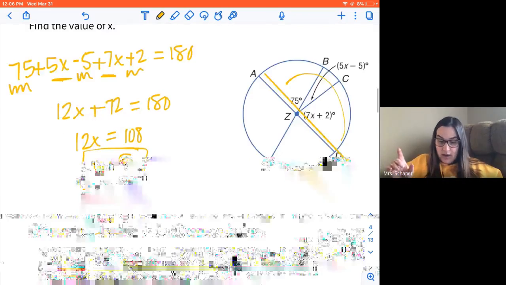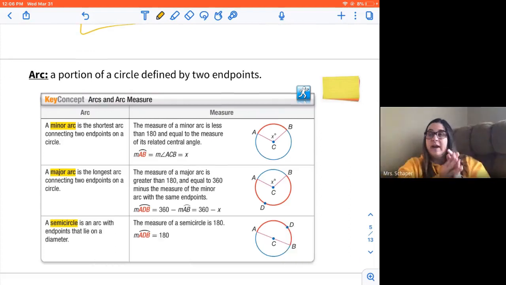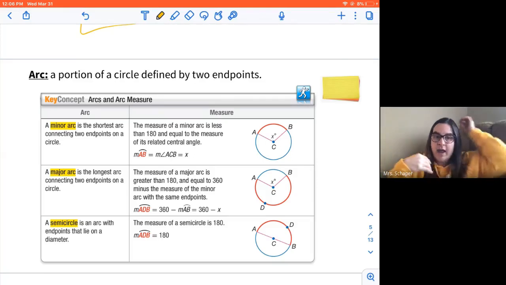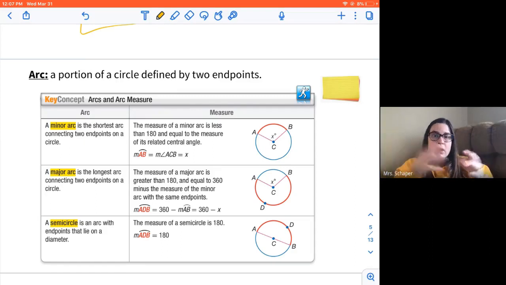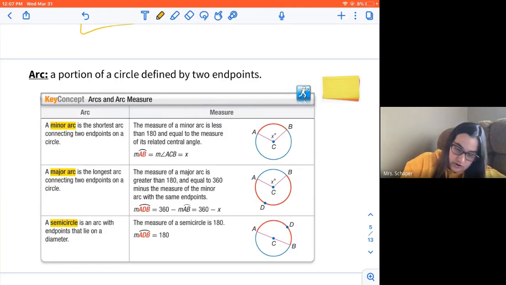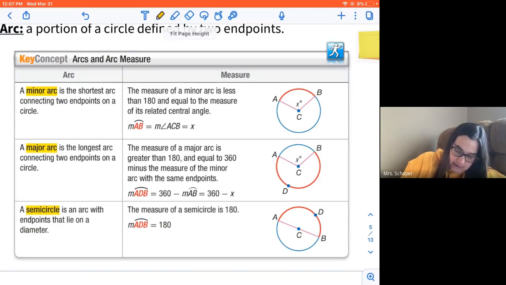Now an arc is a portion of the circle defined by two endpoints. I know that you've heard that terminology, but again, it was in 7th grade math, so it was like 2 years ago. We have a minor arc, which is less than 180 degrees. We have a major arc, which is greater than 180 degrees. And then we have a semicircle, which is exactly equal to 180 degrees. So these are some good keywords to keep in mind.